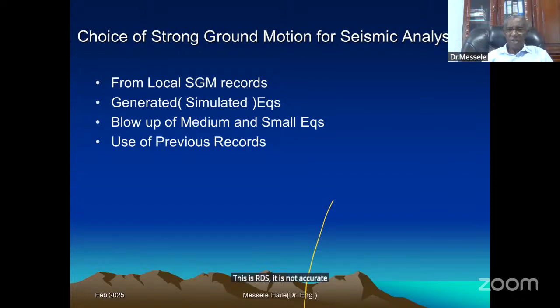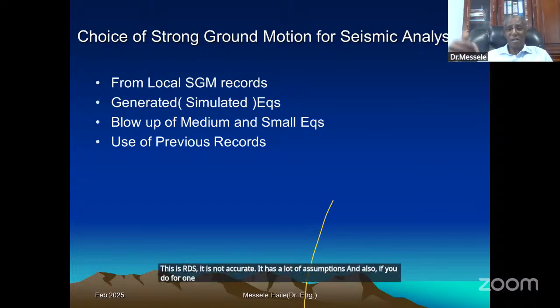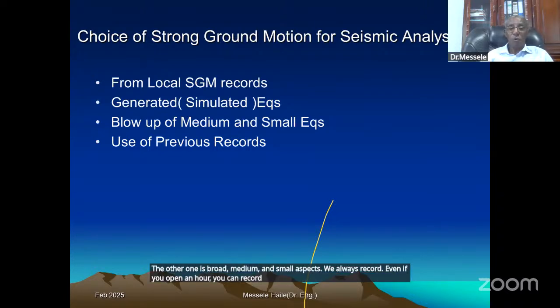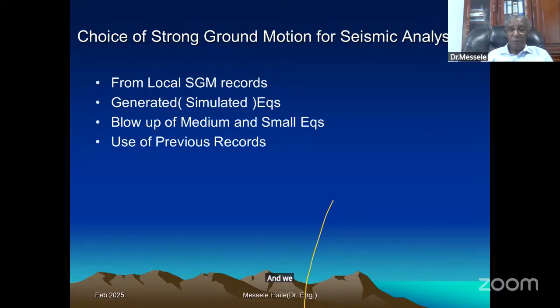It has a lot of assumptions. And also, if you do it for one fault, there is another fault, and so on. So all this did not make it very famous, but really it is a good method, simulation or generation. The other one is to blow up medium and small earthquakes. We always record, even in Ethiopia now, you recorded hundreds of small earthquakes. We can scale up these earthquakes and we can use them. The only problem with small earthquakes is that they are short period ones.